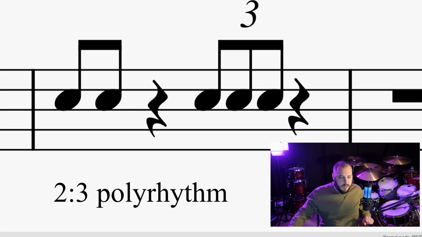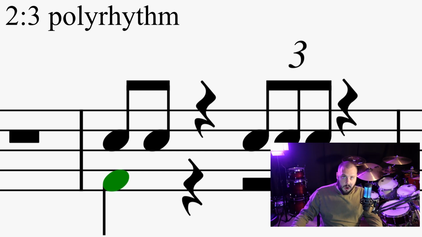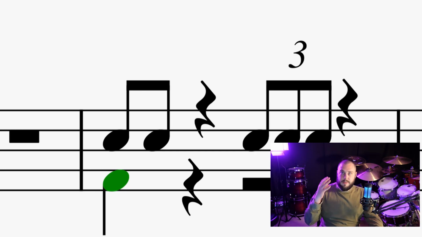Okay, ready? Here's where it gets fun. So now, what I'm going to do is add 3 eighth notes on the bass drum, and they're going to start on the 1. So right out of the gate, you're going to play 3 eighth note triplets on the bass drum. 1 triplet, okay? And at the same time that you're going to play those 3 eighth note triplets on the bass drum, starting on the 1, you're also going to play 2 eighth notes on the snare drum, also starting on the 1. So this idea of starting on the 1 is the most important part about the whole thing.